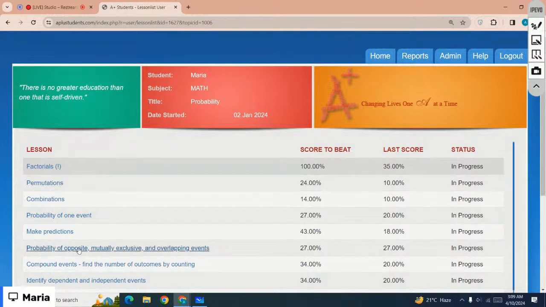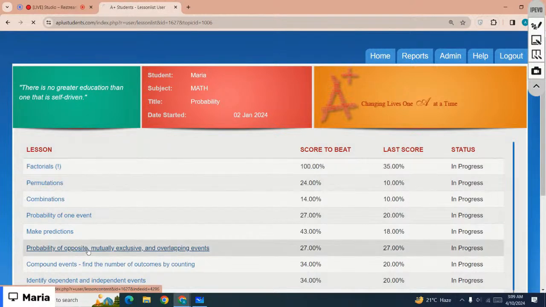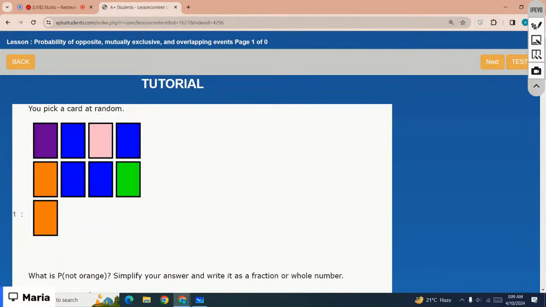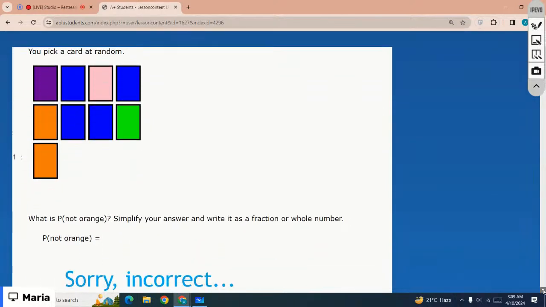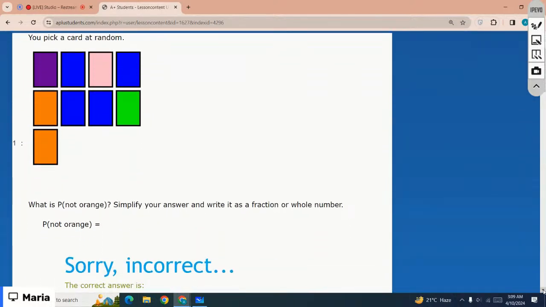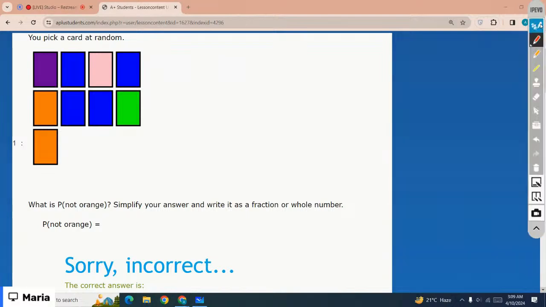The next lesson is probability of opposite, mutually exclusive and overlapping events. So let's just start with the first question. You pick a card at random. What is the probability of not orange, right? So not orange means the rest of the cards are 1, 2, 3, 4, 5, 6, 7. That would be 7 out of 9, isn't it?